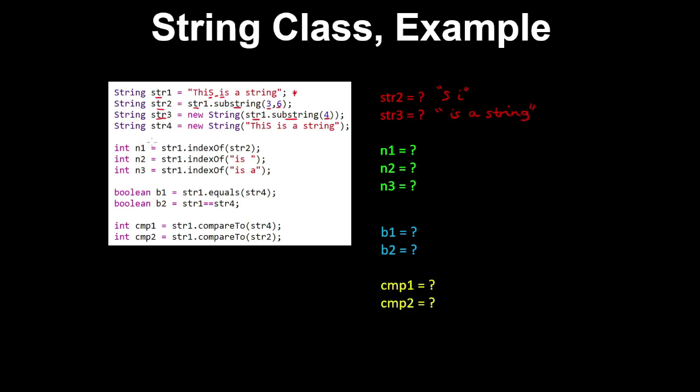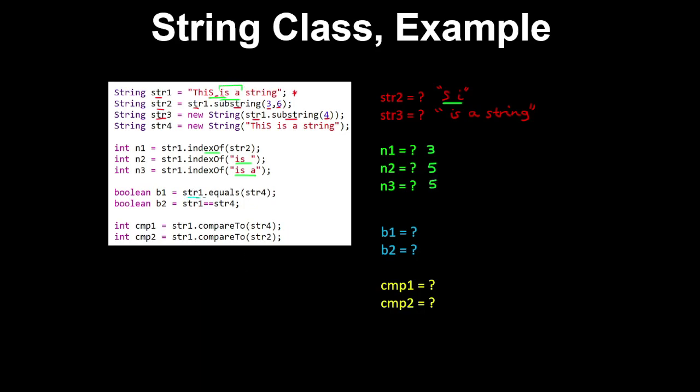Now n1 is the index of string 2 in string 1. So as we saw, string 2 is this string, and this begins at index 0, 1, 2, 3. So n1 is equal to 3. Now n2 is the index of this string in str1. So that's "is a", which starts at index 0, 1, 2, 3, 4, 5. And similarly, the index of this string in str1 is 5, because it starts at the same character.